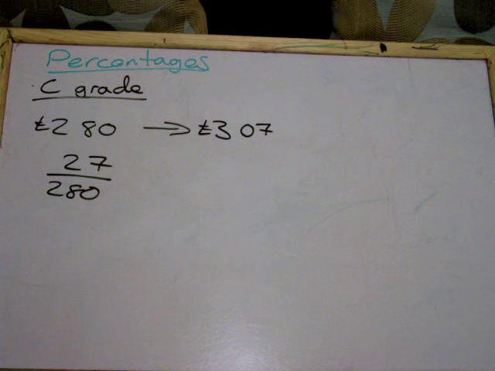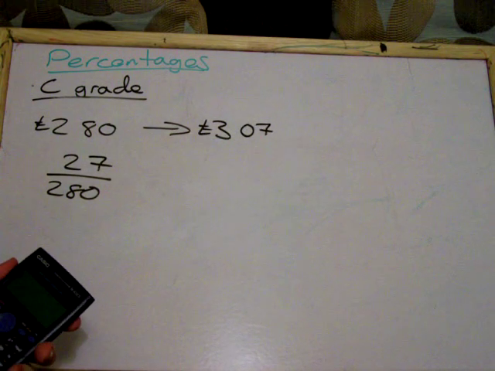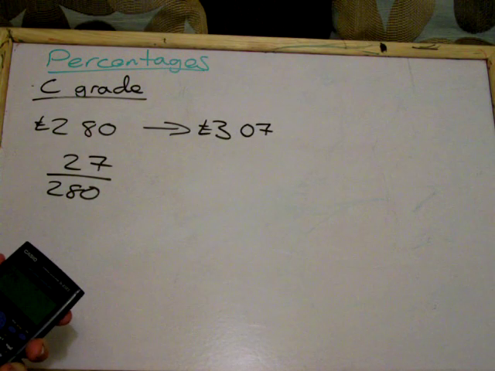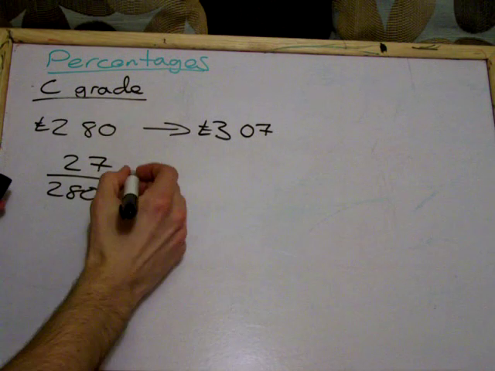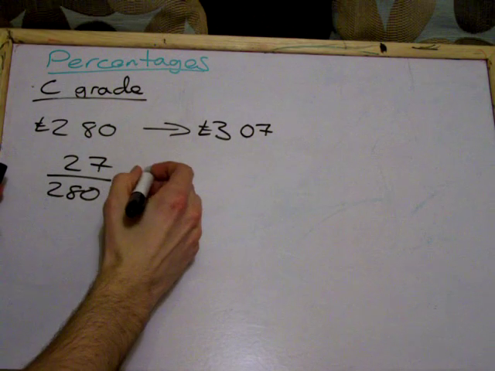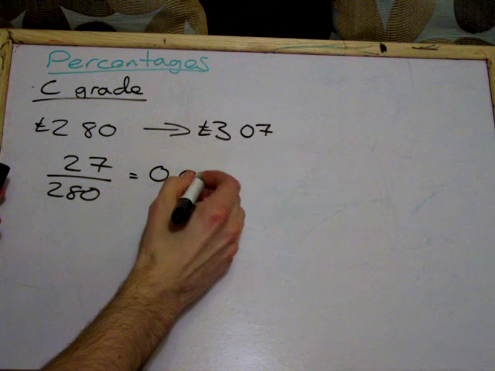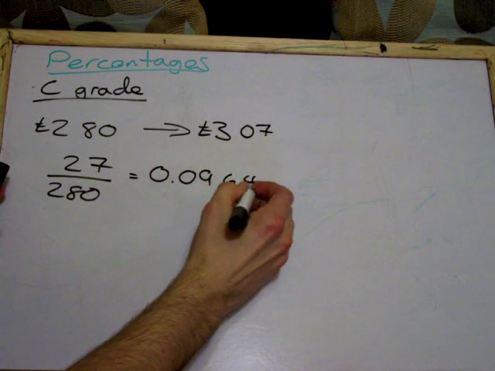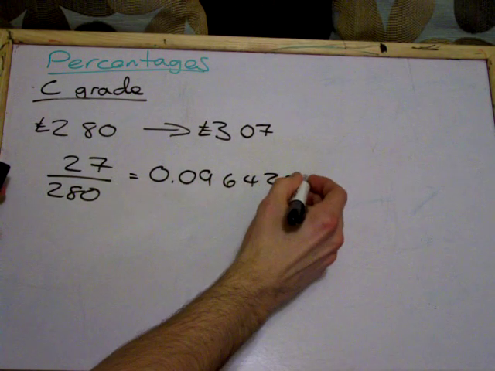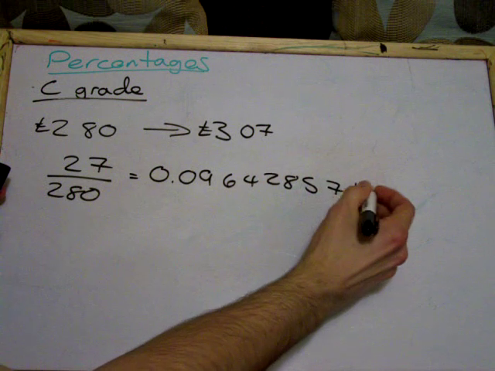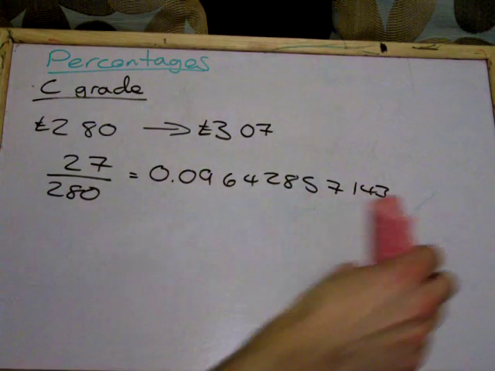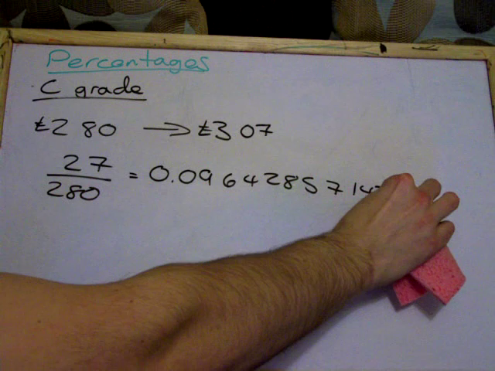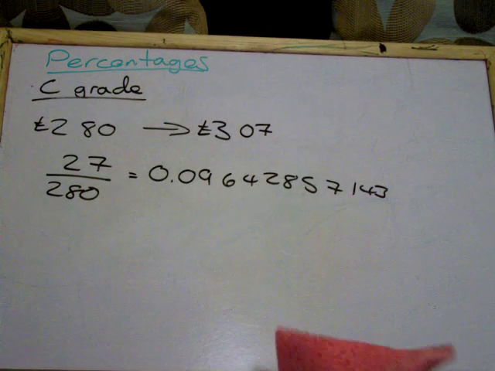Okay, how am I then going to work it out? Well, actually, it's easier than you think. You just type that into the calculator, 27 divided by 280, hit the equals button, and that gives you a decimal. Here, the decimal is 0.09642857143. Right, you just don't need all these numbers. It's, if you like, too accurate. You don't need to be that accurate.